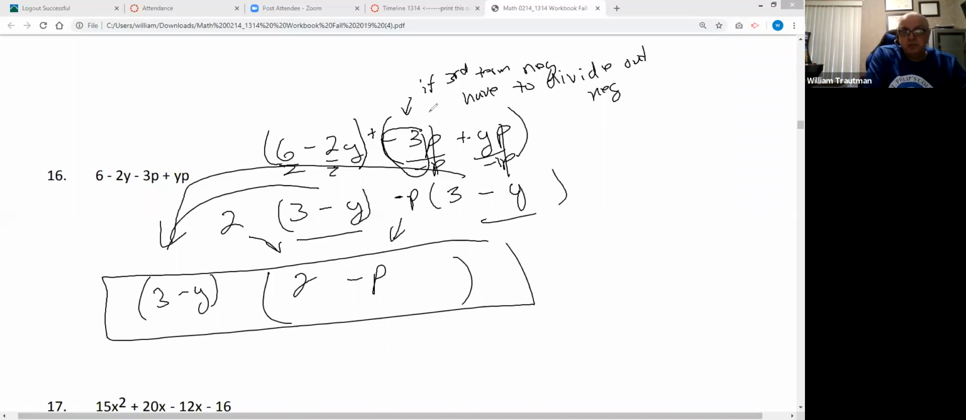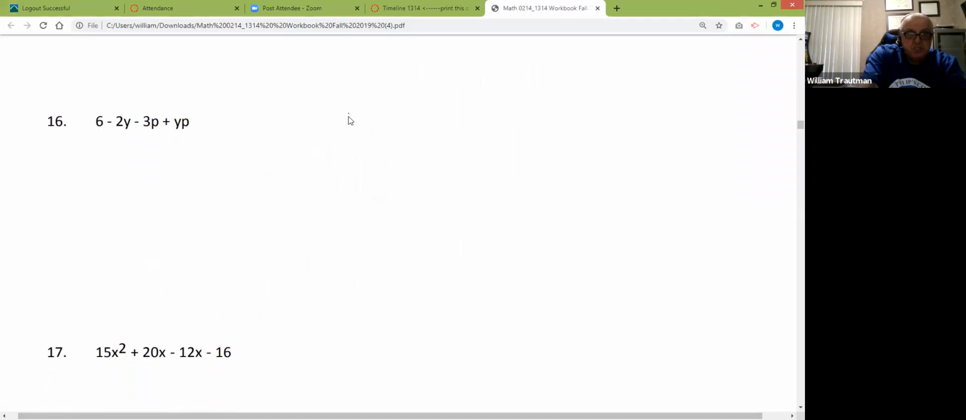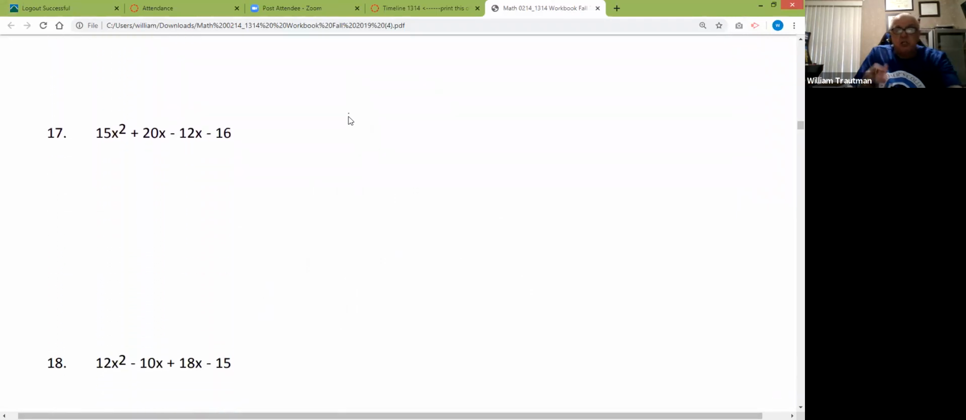Okay, moving on. We're going to do another one of these. Number 17 is very similar. Do you see how the third term is negative? So we're going to factor 4 terms.